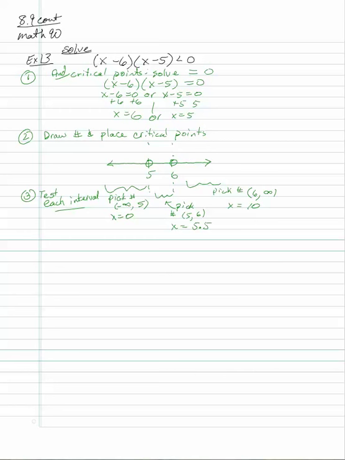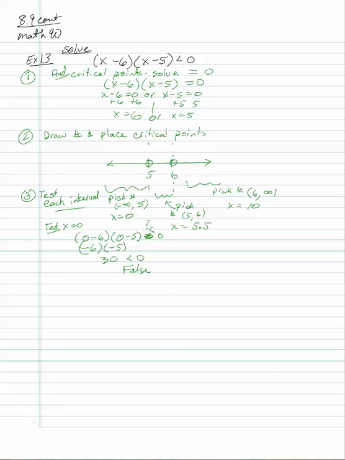Now we're going to plug each one of these numbers in and test each interval. So we go back to the original problem. We're testing x equals 0. So 0 minus 6 times 0 minus 5, and you want to check, is that less than 0? Yes or no? So I got negative 6 times negative 5, which is 30. So that's false.